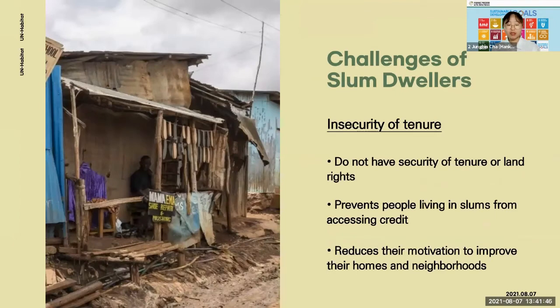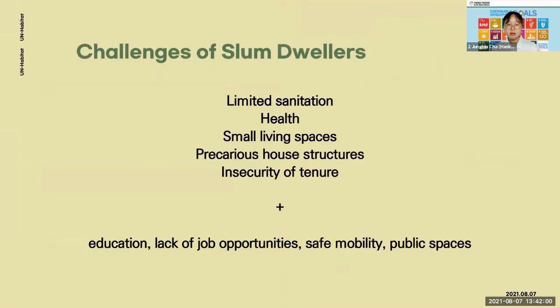Most people living in slums and informal settlements do not have security of tenure or land rights, and such lack of access to land and precarious security of tenure prevent people living in slums from accessing credit and reduce their motivation to improve their homes and neighborhoods. Other than lack of sanitation, secure tenure, durable housing, access to clean water, and sufficient living space, some residents are further challenged by lack of education, job opportunities, safe mobility, and lack of public spaces. According to UNESCO, lowest literacy rates are observed in sub-Saharan Africa and in Southern and Western Asia, coincidentally the regions with the highest prevalence of slums, showing their disadvantage in regards to education.